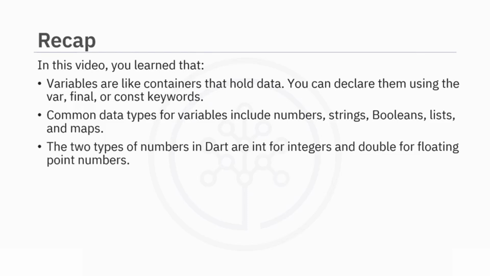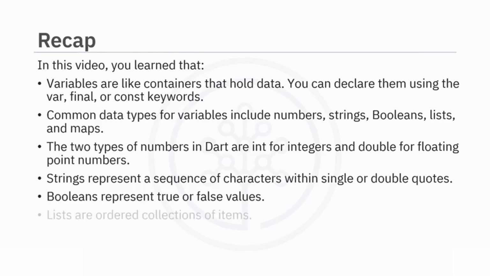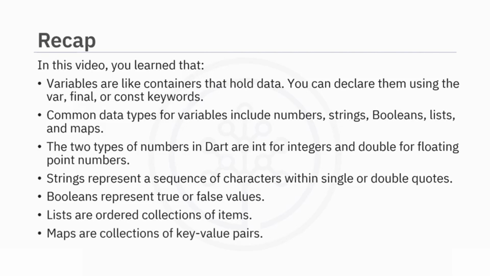The two types of numbers in Dart are int for integers and double for floating point numbers. Strings represent a sequence of characters within single or double quotes. Booleans represent true or false values. Lists are ordered collections of items. Maps are collections of key-value pairs.